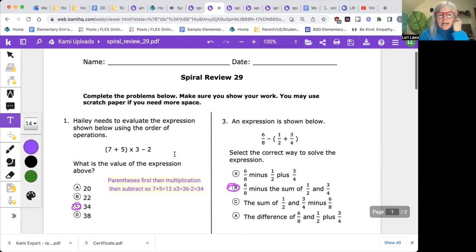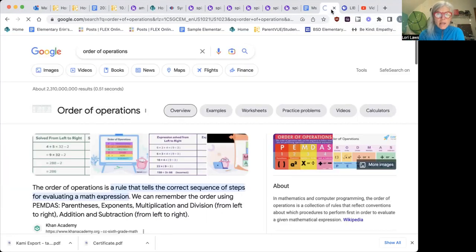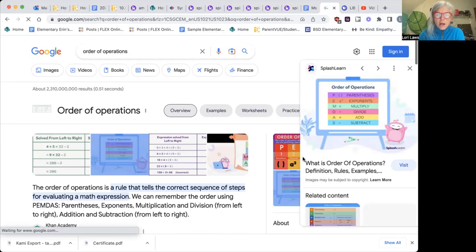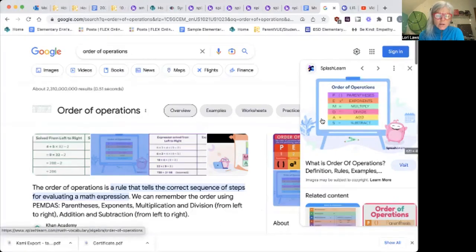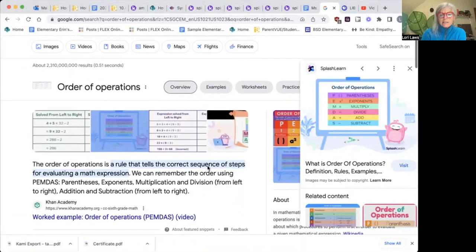Spiral review 29. Number 1, when you have parentheses, you do that first. So 7 plus 5 is 12, times 3, and then you do multiplication, and then you do subtraction. I was going to show you this. We haven't done the order of operations yet, or at least maybe we did in one lesson. The order of operations is a rule that tells the correct sequence of steps.